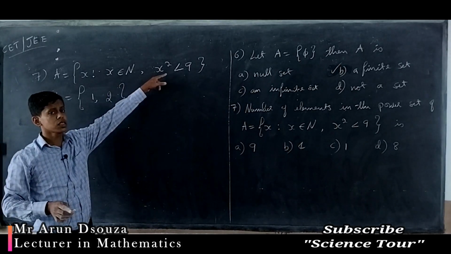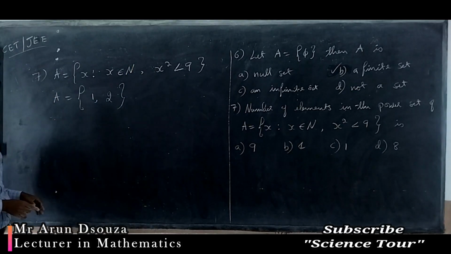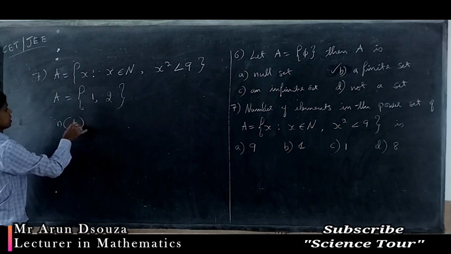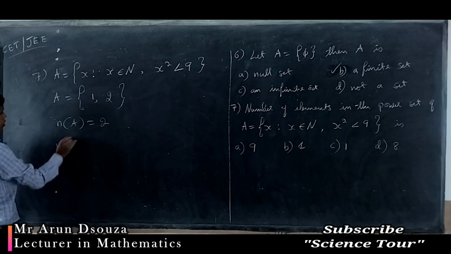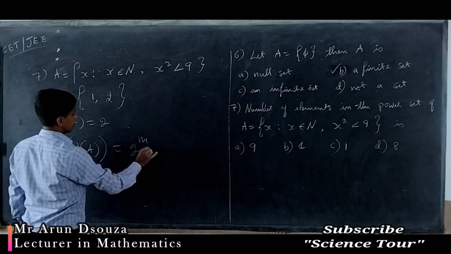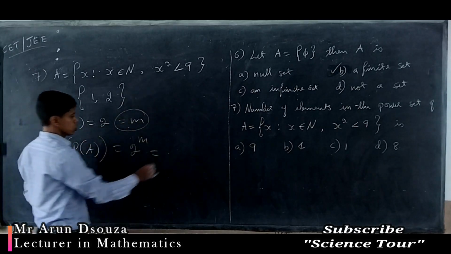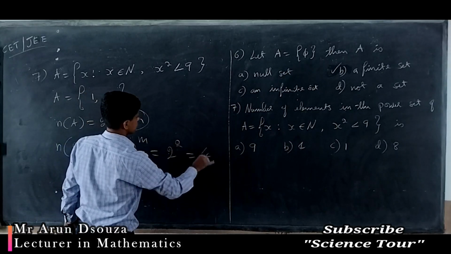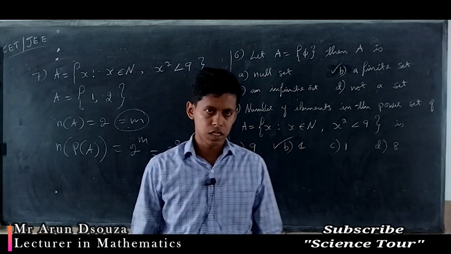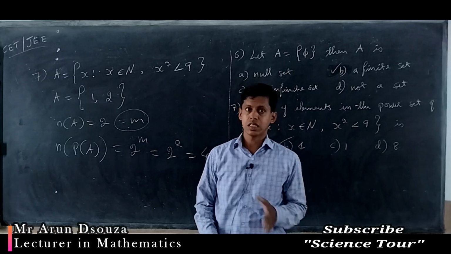4 square is 16, which is greater than 9. It goes 5, 6, 7 and all, everything will go above 9. So only 1 and 2. That means the number of elements in A is 2. Then what is the number of elements in the power set? 2 raised to m. Now what is m? m is 2. So this is 2 square, which is 4. Therefore option B is the right answer. So 2 raised to m is the formula to find the number of elements in the power set.